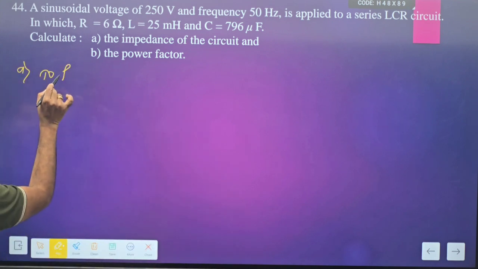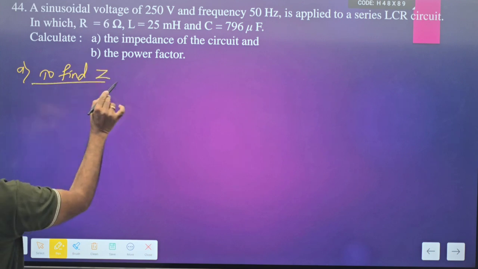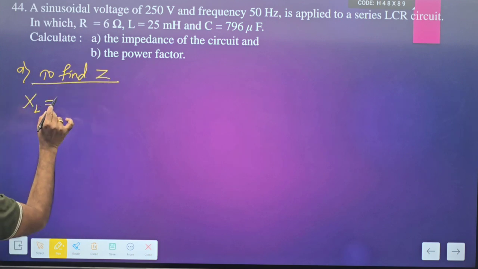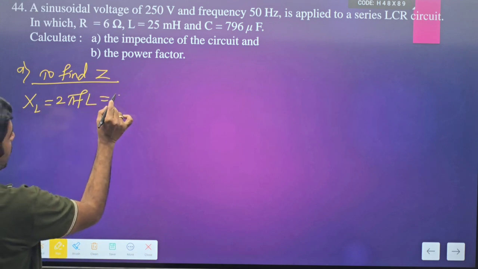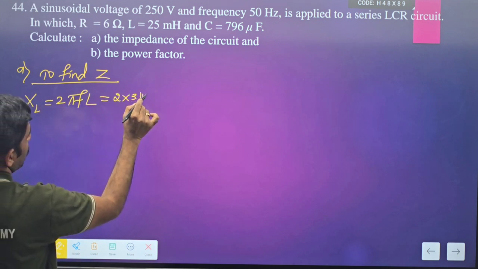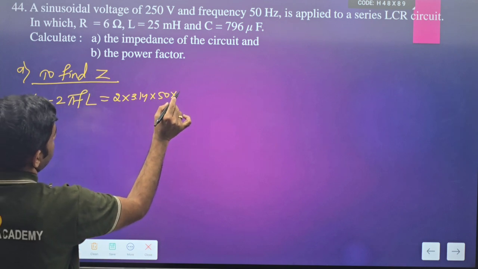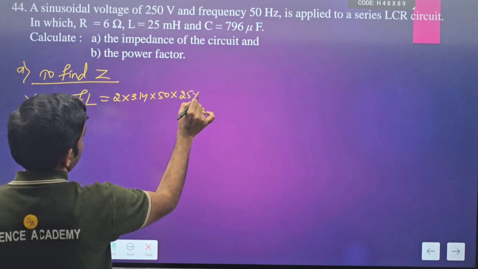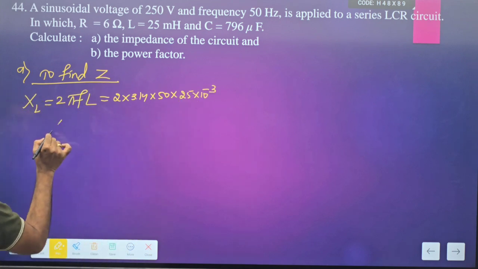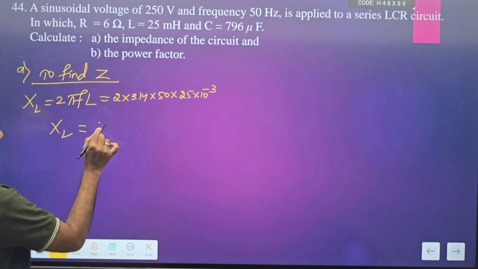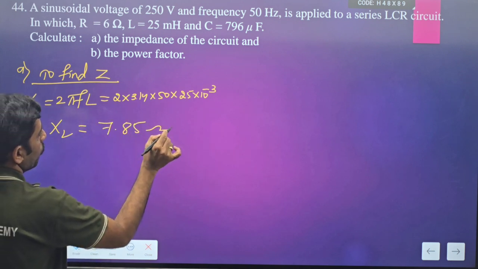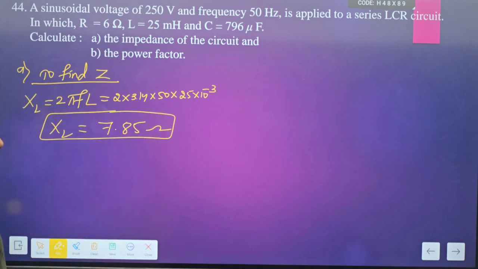To find the impedance Z, before that, find XL. What is the XL formula? 2 pi FL, that is omega L, where omega is 2 pi F. So 2 into 3.14 into 50 into L, which is 25 milli. If you substitute all the values and find XL, you will get 7.85 ohms.